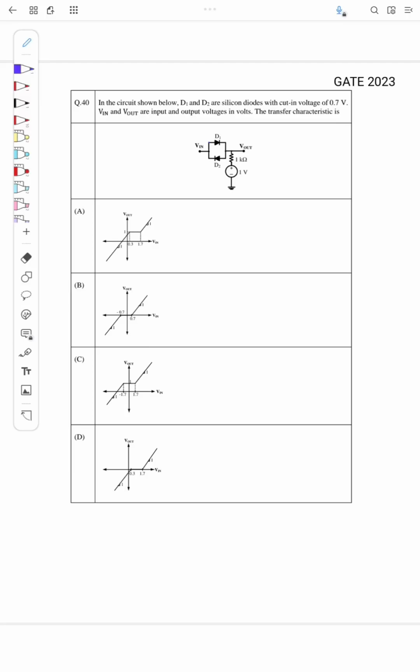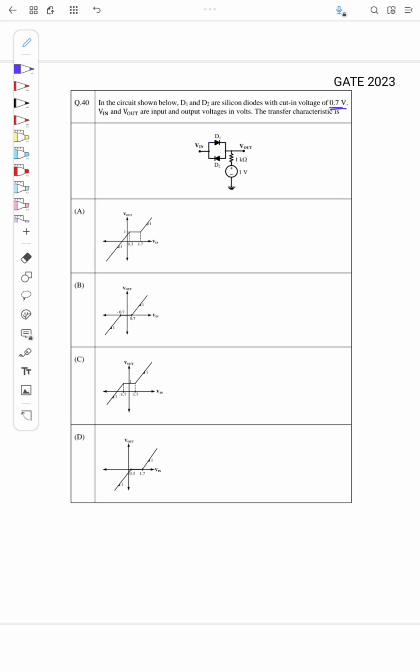This question is from GATE 2023. In the circuit shown below, D1 and D2 are silicon diodes with cut-in voltage of 0.7 volt. Vin and Vout are input and output voltage in volts. The transfer characteristics is... So the diodes are not ideal. It has a forward cut-in voltage of 0.7, so it requires 0.7 volt to switch on. And we need to find the transfer characteristics, Vin versus Vout.